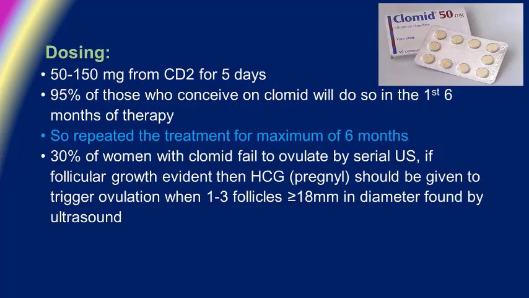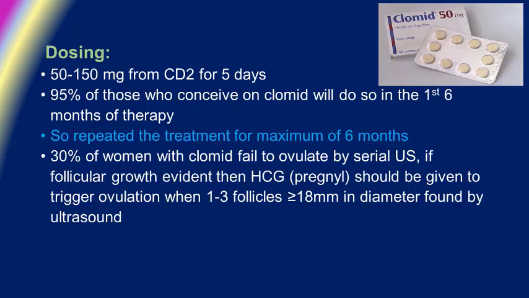30% of women on Clomid fail to ovulate by serial ultrasound. That means when we give Clomid on cycle day 2 and the patient comes on cycle day 13, we see by ultrasound a mature follicle, and then after 2 days we see the same mature follicle, and then get luteinization without rupture of the follicle. The follicle does not ovulate in 30% of the patients.